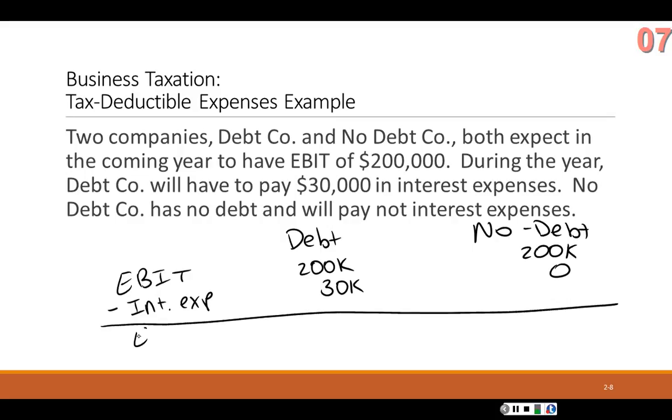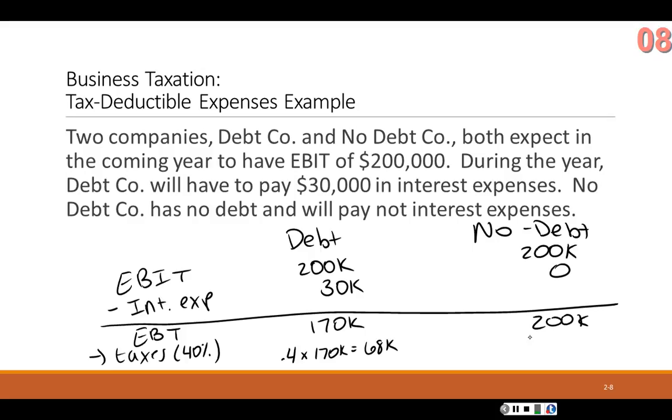That gives us earnings before taxes, $170,000 for debt company, and $200,000 for no debt company. They now have to pay taxes on these earnings, and we'll say that their tax rate is 40%. So the taxes owed by debt company is 40% times the $170,000 to give you $68,000. For no debt company, it's 40% times $200,000 to give you $80,000.